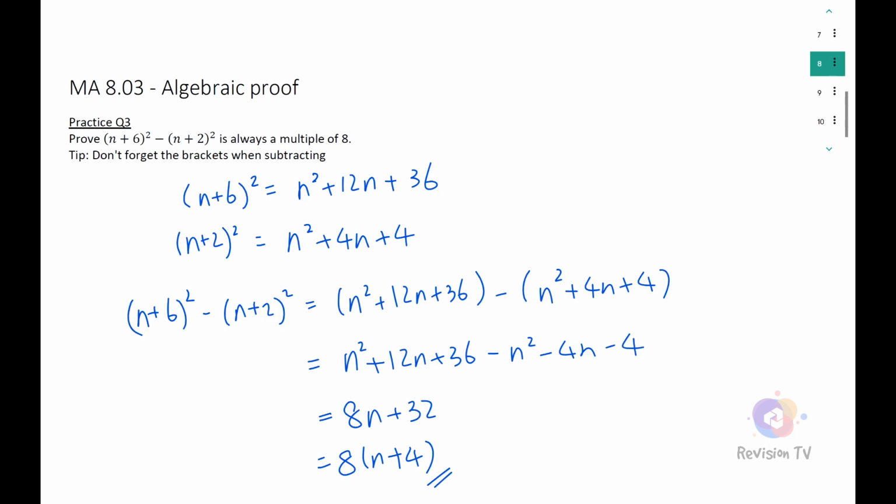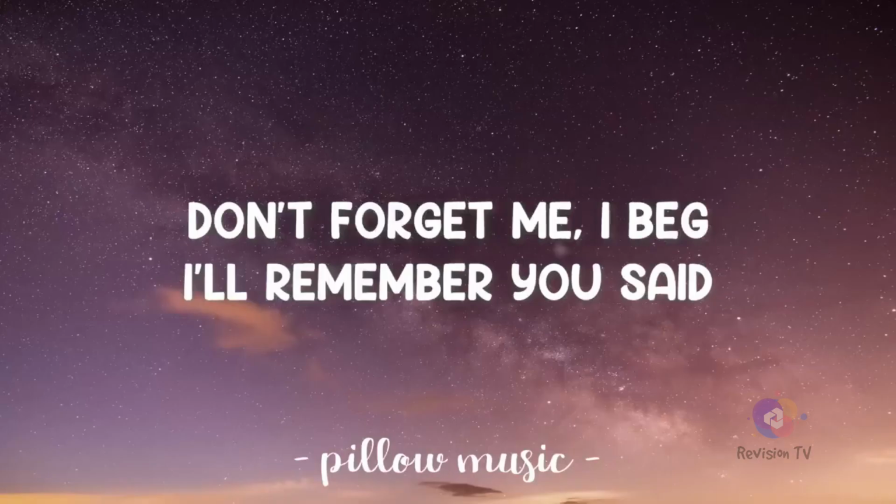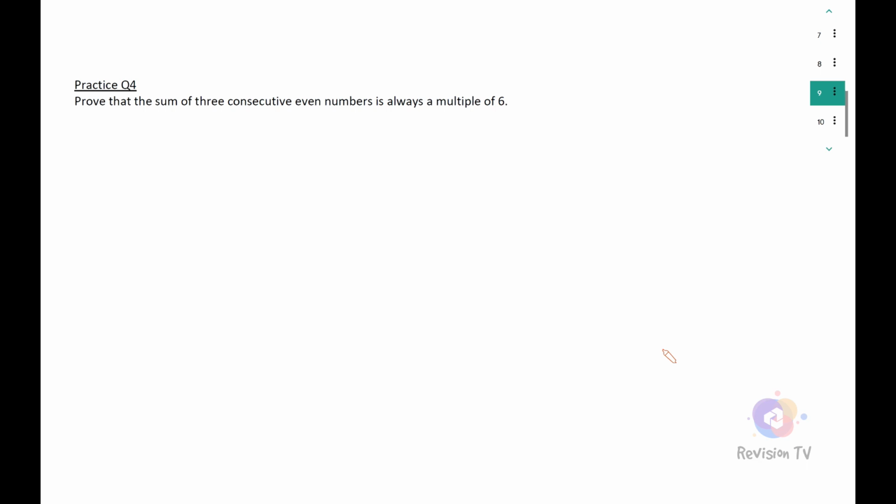Here is the answer. I did warn you, I gave you a tip to remind you, do not forget the brackets here. Once you've got that right, change the signs, and you should be able to factorize the 8 out, as they said, a multiple of 8. Hang in there, 2 more questions, you can do it. Have a go at practice question 4. When you're ready for the answer, you can press play.